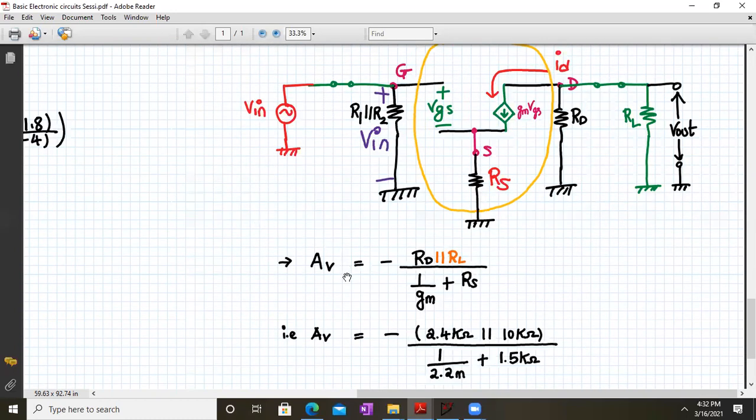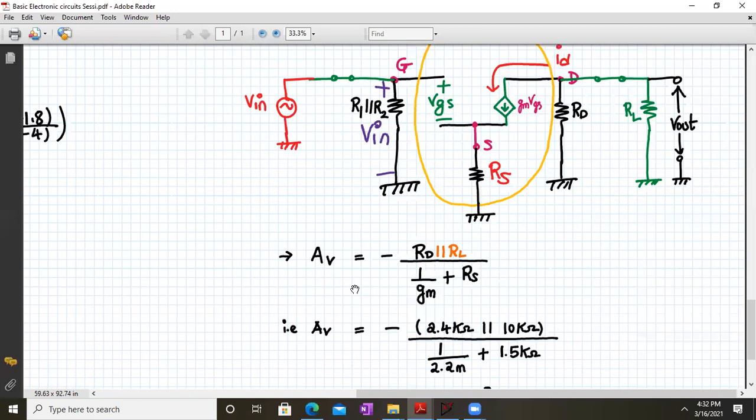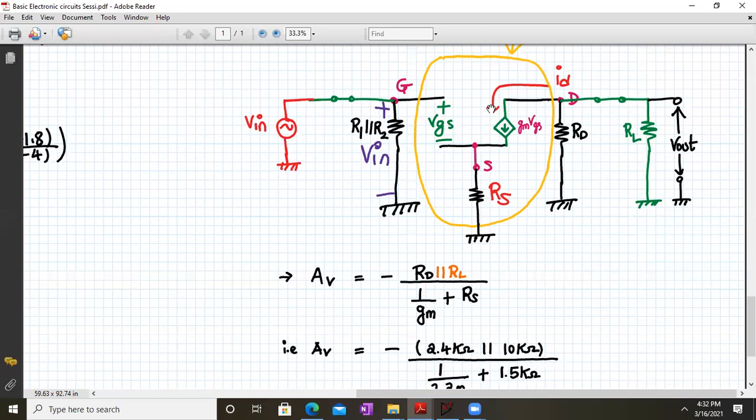So everyone please write down this formula. You can take a print screen of this small signal equivalent model and draw it in your books later. But note down this formula, please. AV is given by minus RD parallel to RL divided by 1 upon gm plus RS.